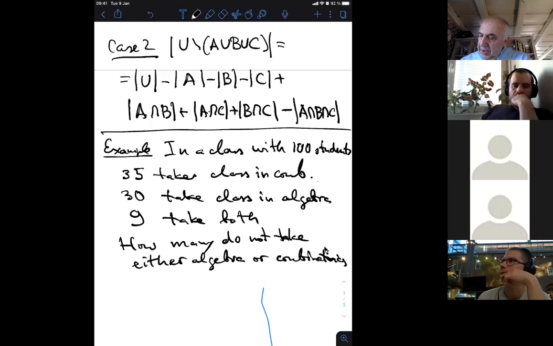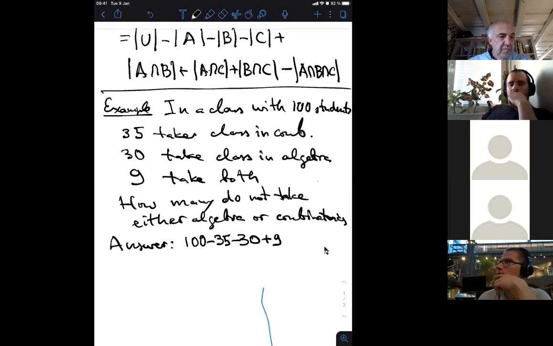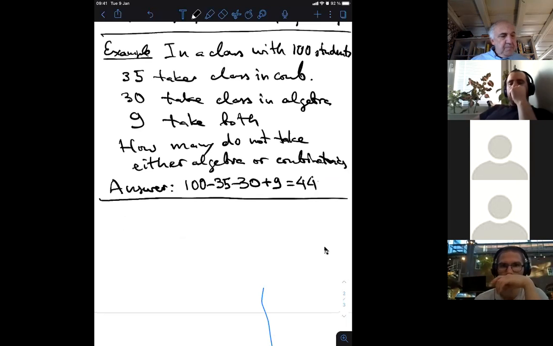Okay, and the answer in this case, as we did earlier, we should take the total number 100, subtract 35, subtract 30, but then put back 9. And the total answer would be, if I'm not mistaken, 44. So 44 students take neither algebra nor combinatorics in this situation. Okay, now let me formulate the general theorem. To do this, I need to introduce a certain notation.